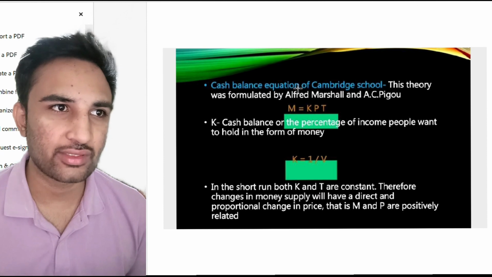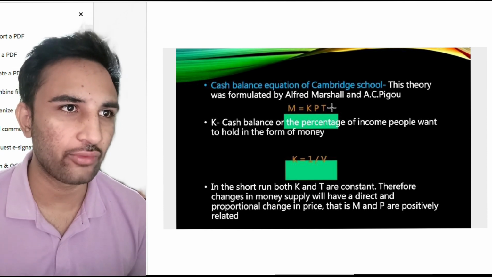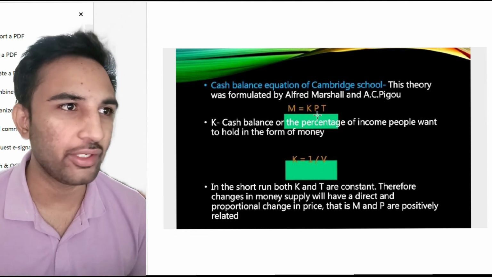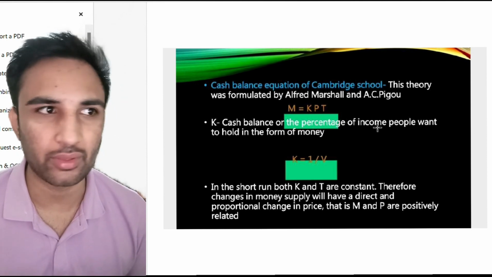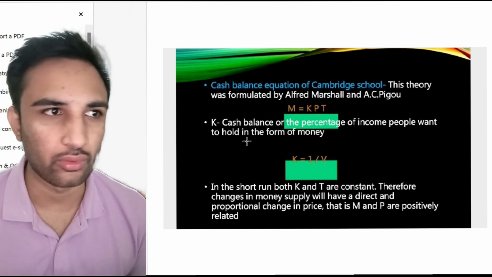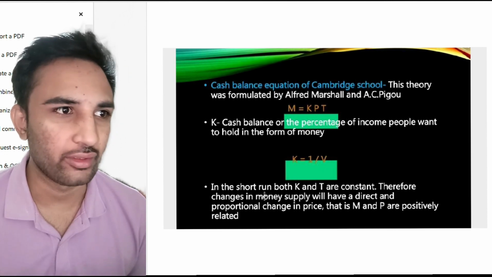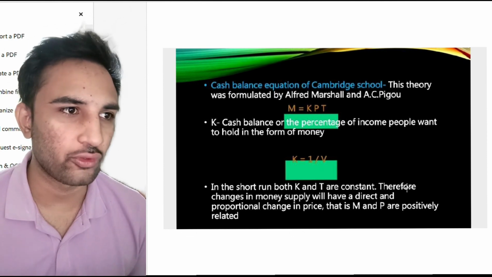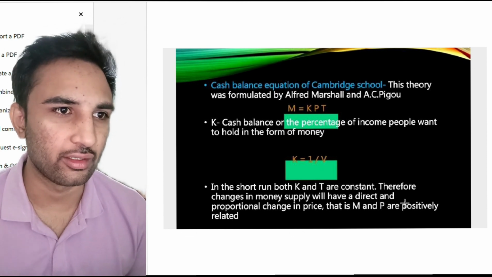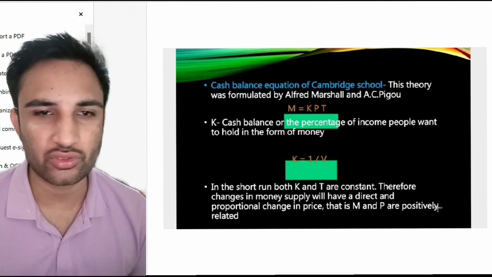Cash balance equation of Cambridge School. So this theory was formulated by Alfred Marshall and A.C. Pigou. So M equals KPT. So K is equal to the cash balance, or the percentage of income people want to hold in the form of money. So K equals 1 divided by V. So in the short run, both K and T are constant. Therefore, changes in money supply will have a direct and proportional change in price. That is, M and P are positively related.